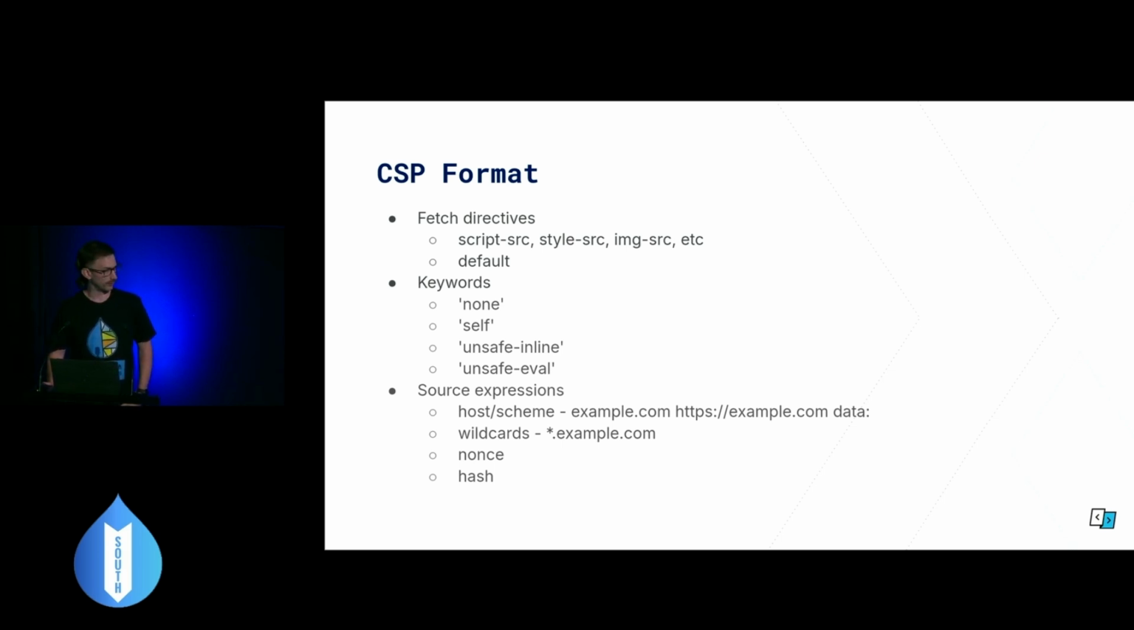Then as well as keywords, you have source expressions. So that might be a host or a scheme or a wildcard, or a host and a scheme and a wildcard. So *.example.com, https://example.com, or data: for a data URI. So for example, for a base64 encoded image, you might use data URIs. And then a couple other ones, which are nonce and hash, which I'll talk about shortly.